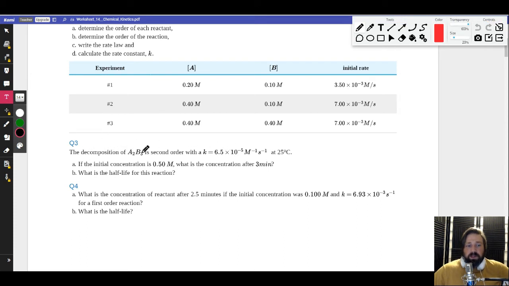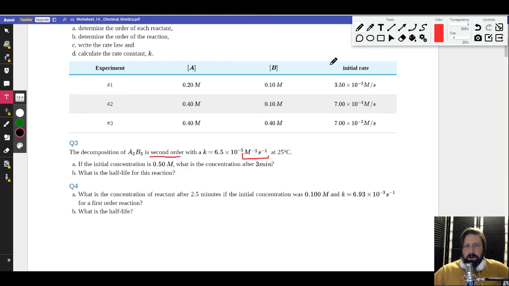the next one. The decomposition of A to B3 is second order, with K equals 6.5 times 10 to the negative 5th molar to the negative first, second to the negative first. Here's the thing, they straight up told you it's second order, but you didn't need it because you had the units here. So right off the bat, you can just think, molar to the negative first, second to the negative first, that's going to be second order.